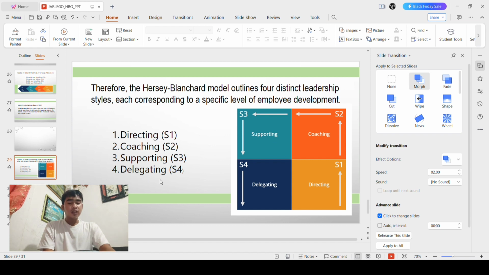So the model suggests that effective leaders should be able to adapt their leadership style based on the specific needs and capabilities of their team members in different situations. The readiness of the followers is assessed based on their ability and willingness to complete a task. It is a flexible approach that acknowledges that one leadership style may not fit all situations or individuals, promoting leaders' adaptability.